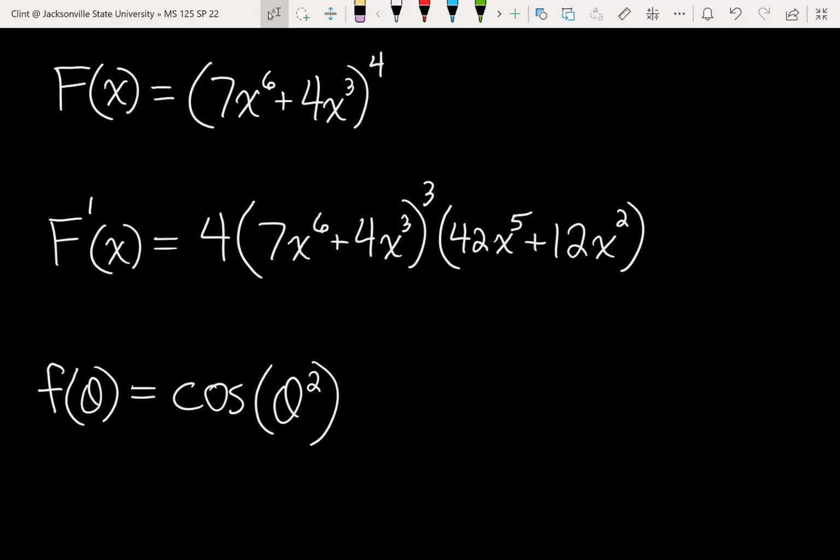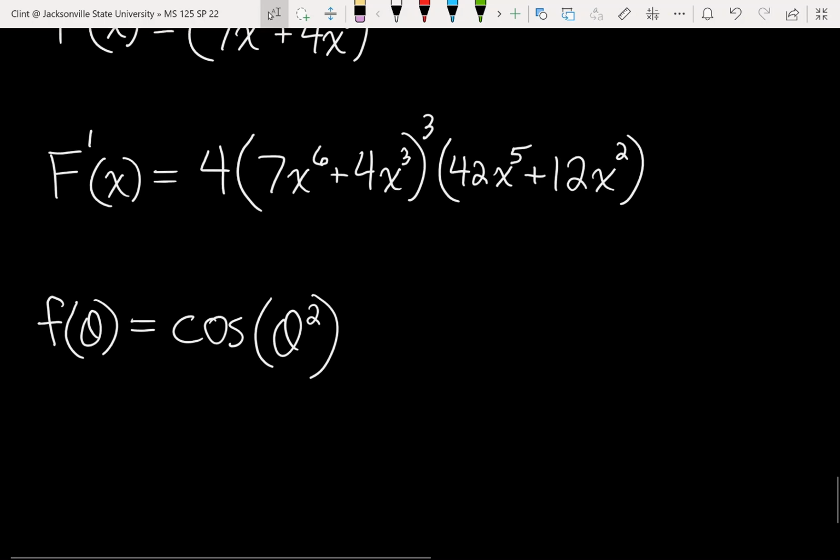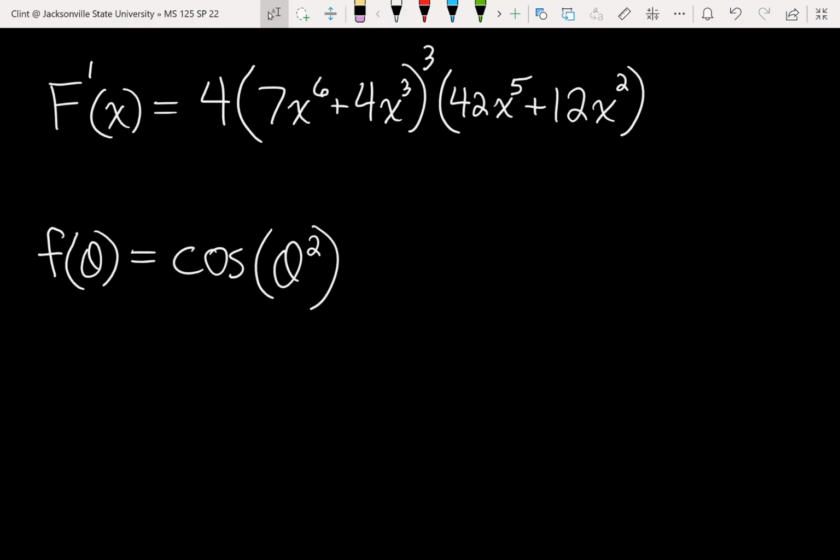That one technically, we could write out 4 times, so 7x to the 6 plus 4x cubed 4 times, and we could do a product rule where we had 4 terms, and it's just unnecessary. It's quicker to do it with chain rule. This one though, we don't really have a way to use product rule if we wanted to. And so we've got cosine of theta squared.